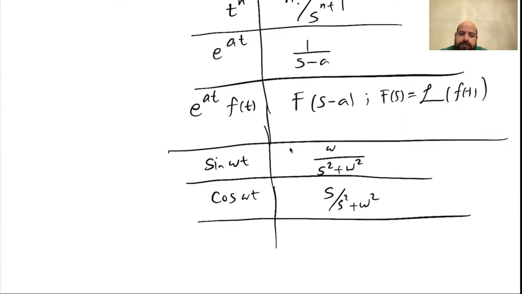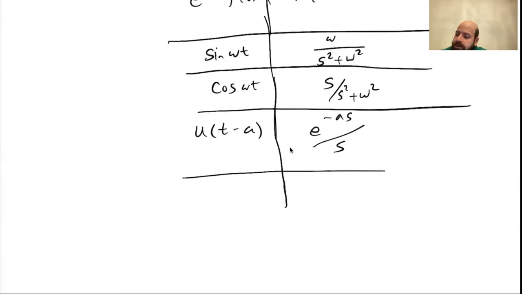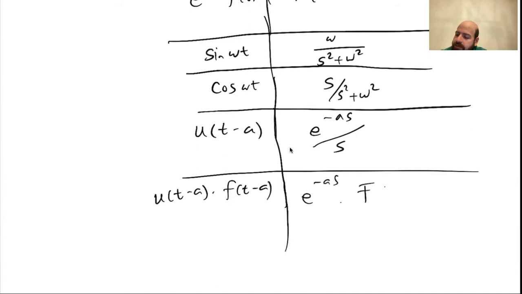And we also looked at the Heaviside function u of t minus a. For this one, the transform is e to the power minus as divided by s. And in general, if you have u of t minus a times f of t minus a, then it would be e to the power minus as times capital F of s.